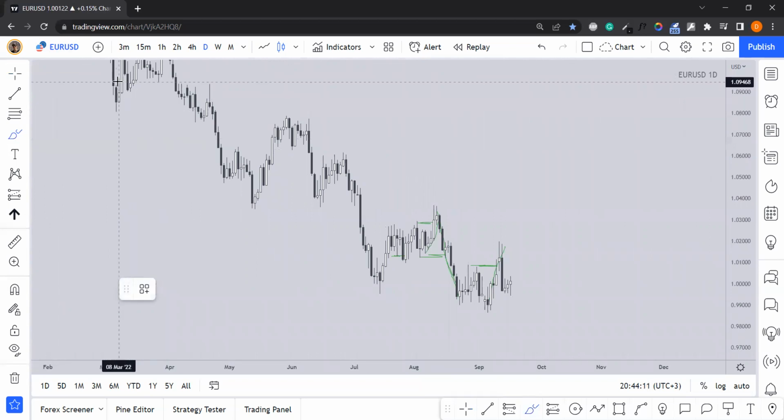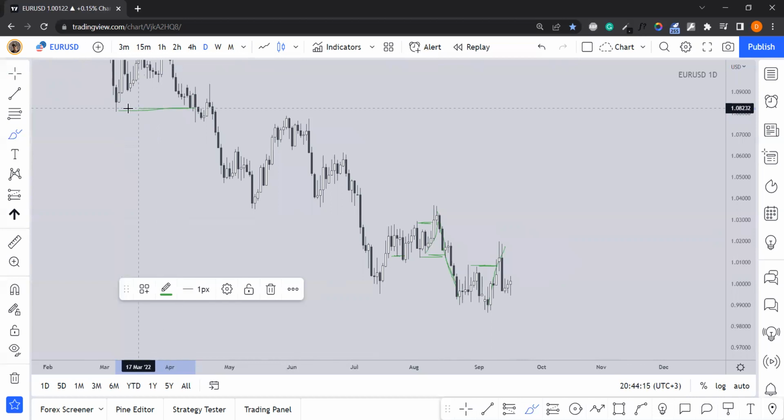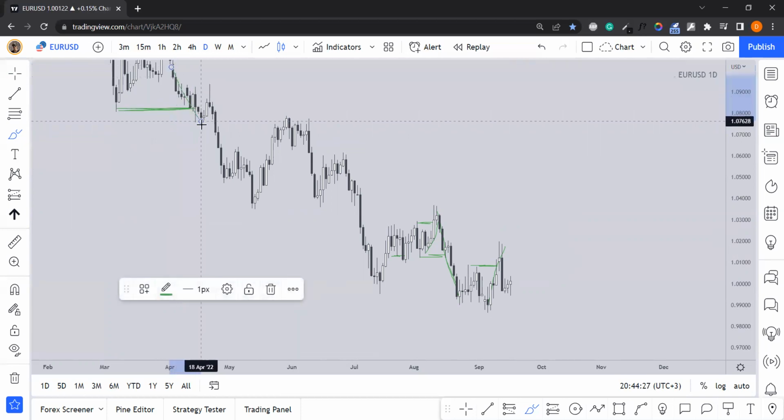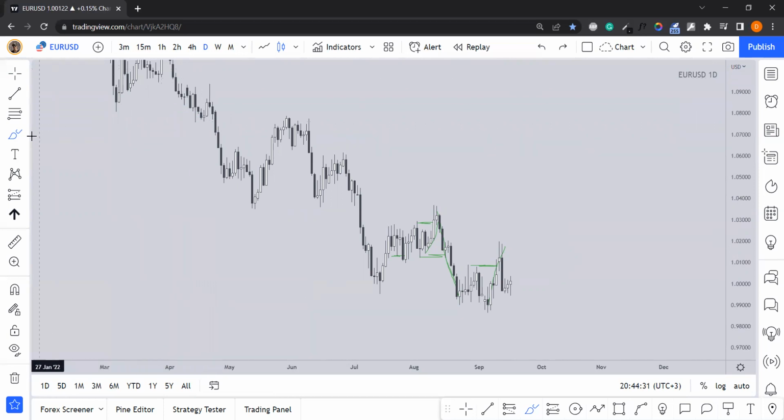So for instance, we see that this was some kind of a low. It happened really a long time ago. So we can say that this was a low, and this was a range that broke it. Okay, this was a range that broke it, so it created a new low. So let me take my line instrument.